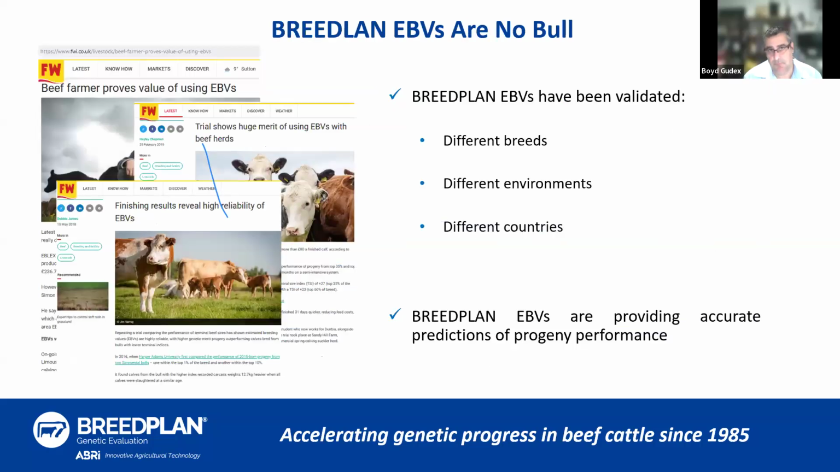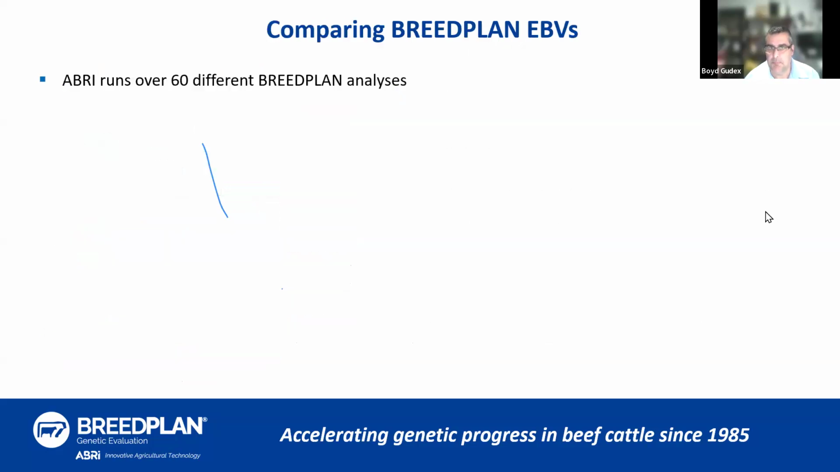Now, of course, you'll be after stuff closer to home, and I tend to follow the Farmers Weekly a bit to see what's happening over in the UK, and there's been a number of articles over time showing that you guys have numerous examples, independent of us, closer to home that show that BREEDPLAN EBVs work. So yes, we have validated them in different breeds, different environments, and different countries, and so they are providing an accurate prediction of progeny performance.